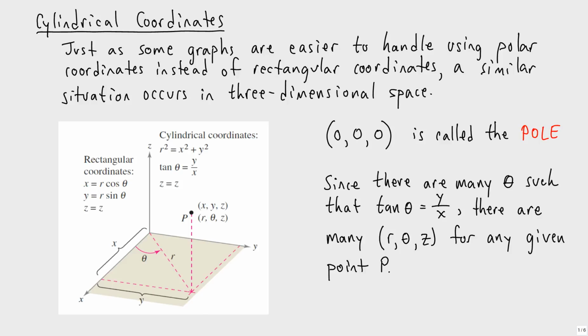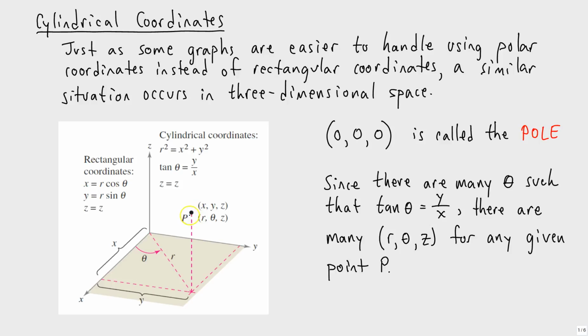So we have our XYZ coordinates that we're comfortable with, but sometimes a particular curve or surface in 3 dimensions is easier to work with when it's written in cylindrical coordinates or spherical coordinates. So we're going to start with cylindrical coordinates.